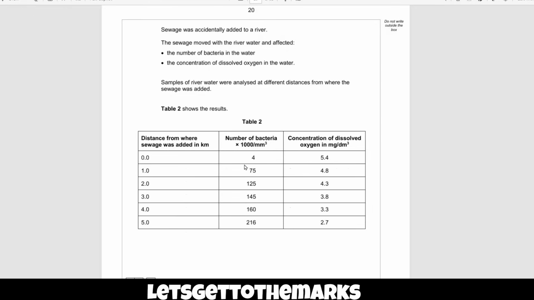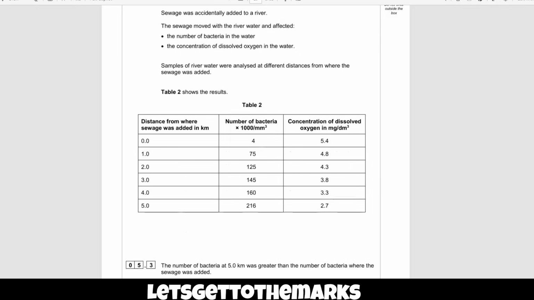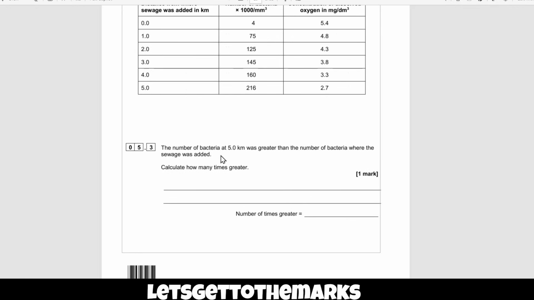So there's a link there between the number of bacteria and the oxygen concentration and the distance from where the sewage was added. The number of bacteria at 5 kilometers was greater than the number of bacteria where the sewage was added. Calculate how many times greater. So the sewage was added here and was 4. And then at 5 kilometers, it's 216. So we just want to do 216 divided by 4.